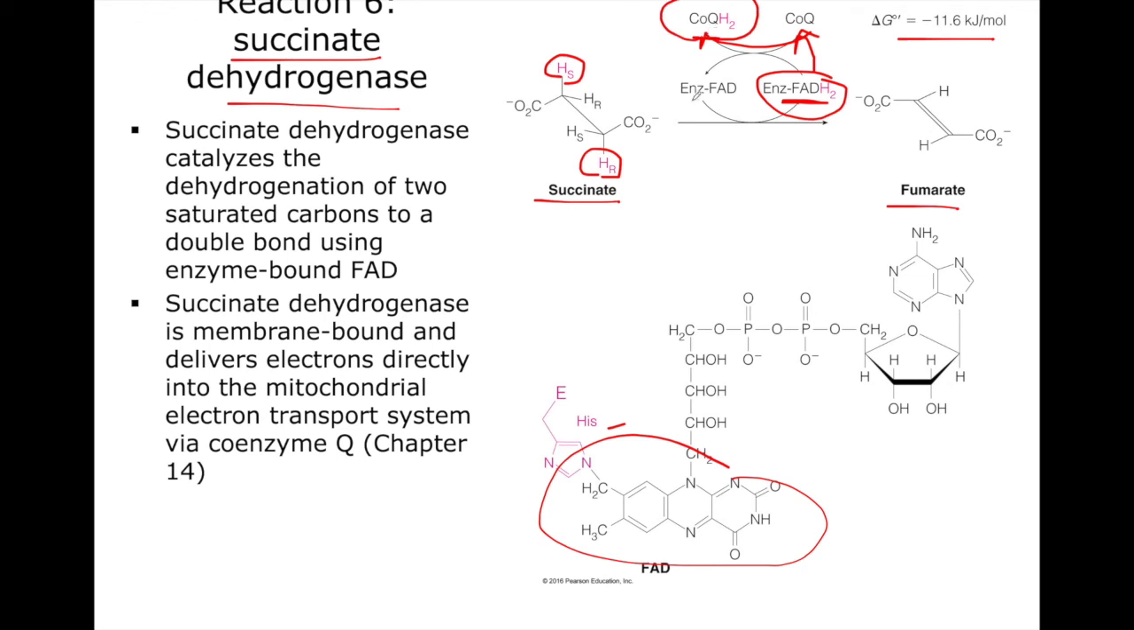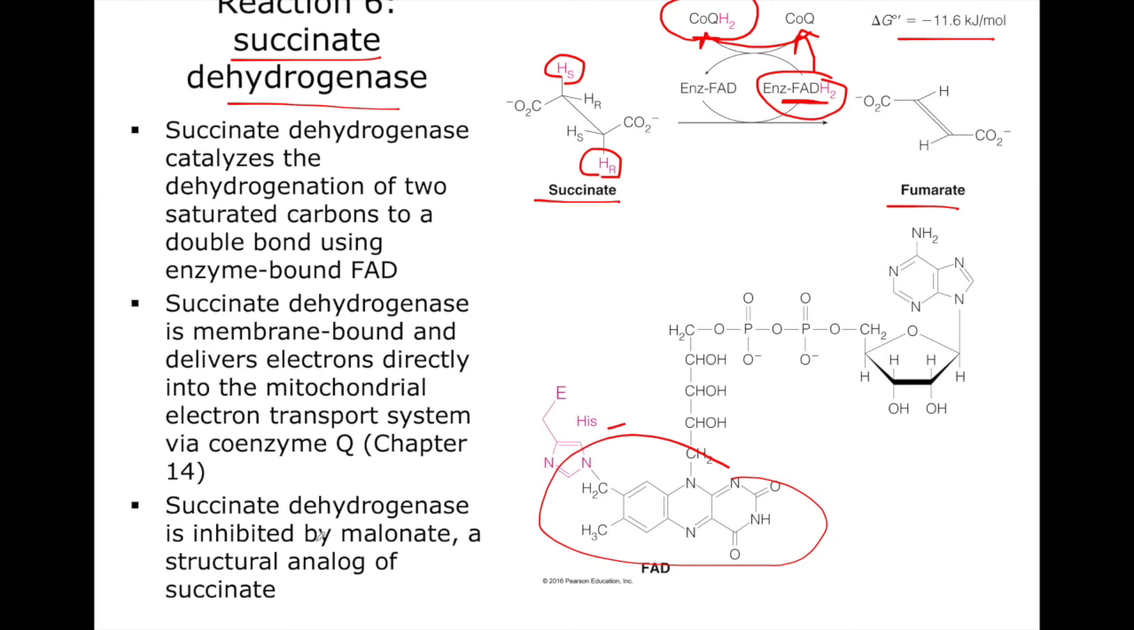So most of our electrons enter the electron transport chain through NADH, but this is a very interesting enzyme because it's part of the citric acid cycle, but this enzyme is also part of the electron transport chain, so it has two functions. So keep that in mind here, and we'll explain it more when we talk about the electron transport chain. We'll see this complex come back up.